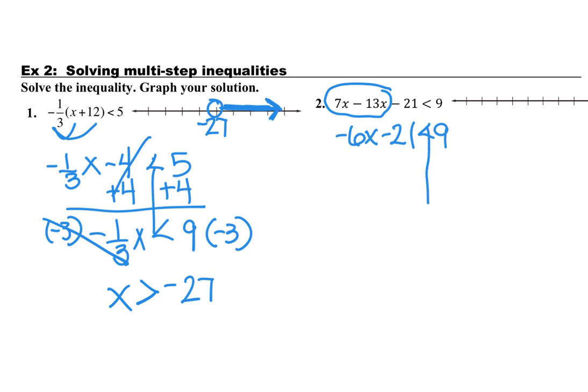All right, so now that we've simplified, we have all the variables on one side, so now we need to make sure that all the numbers are on the other. So we're going to undo that negative 21 by adding 21 to both sides.